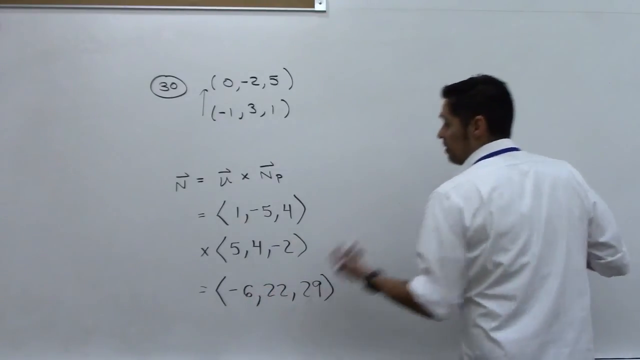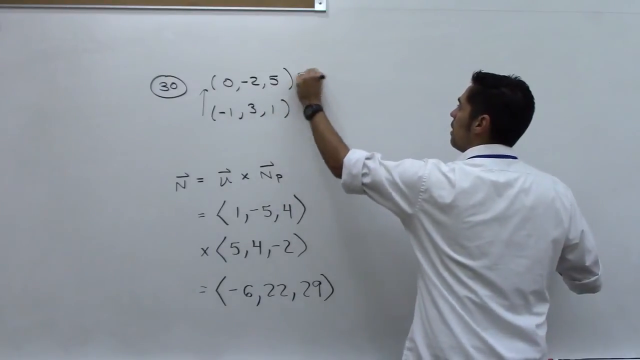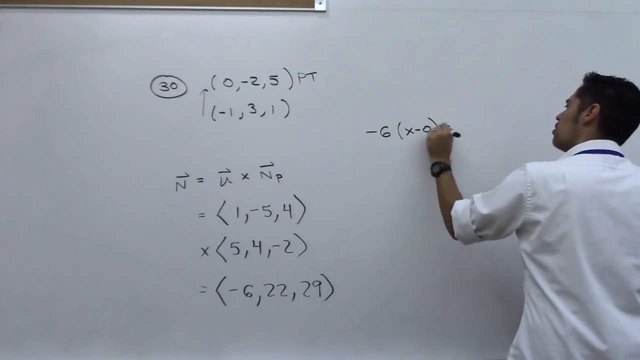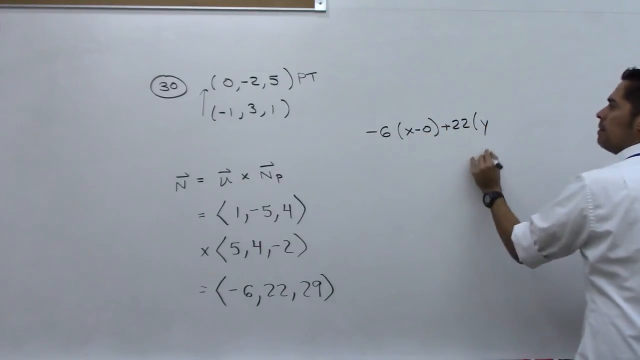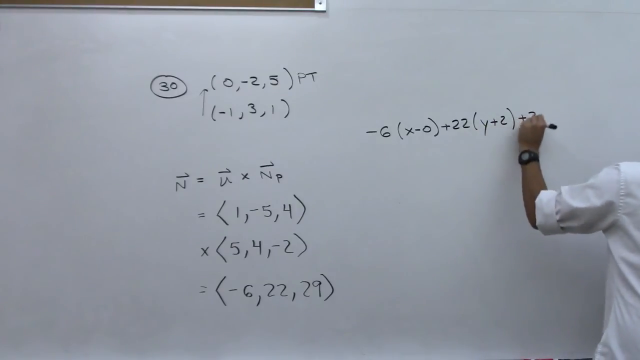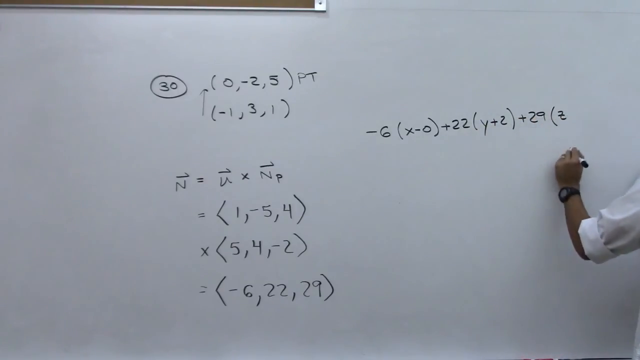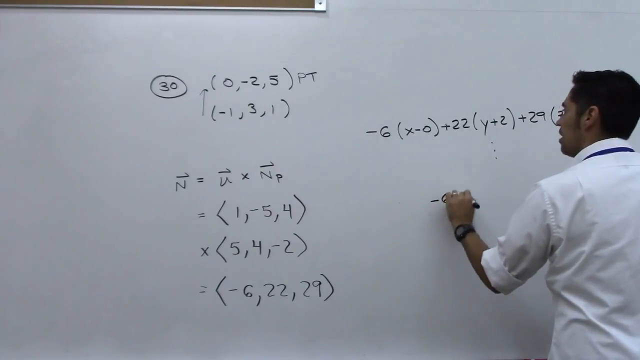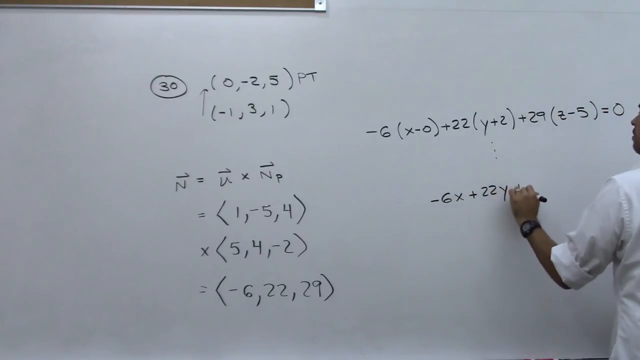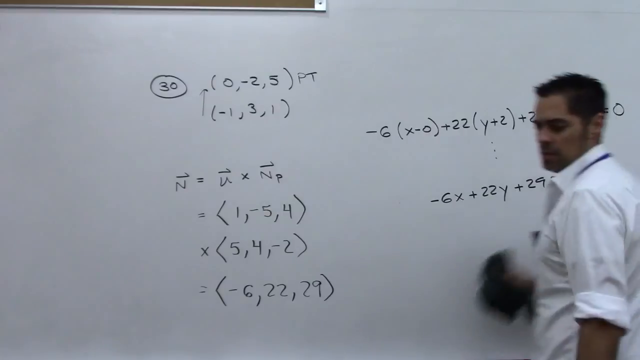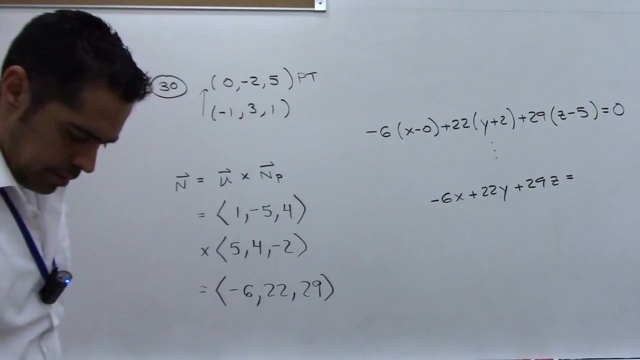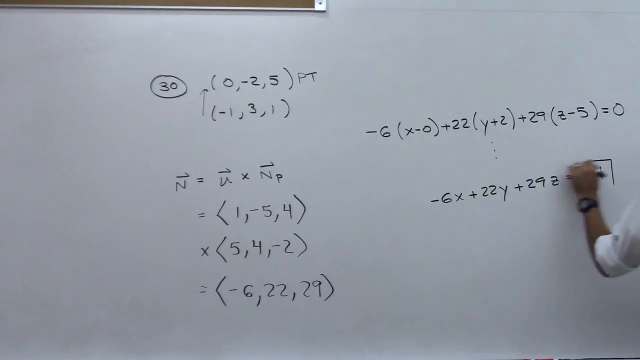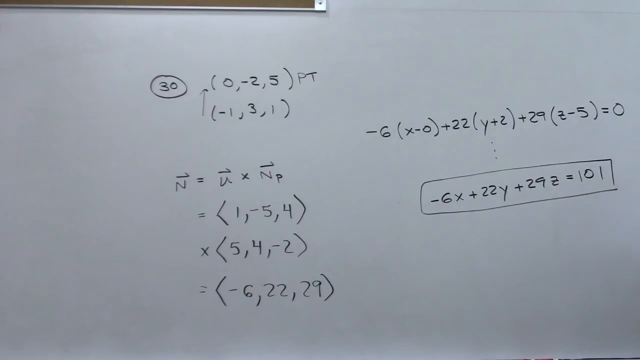So this is my ABC of the plane I'm looking for. I'll use this one as my point. So I have -6 times (x minus 0), plus 22 times (y plus 2), and then plus 29 times (z minus 5) equals 0. And if you simplify this down, you get -6x plus 22y plus 29z equals, I'm going to cheat here, 101. There it is. That's the equation of the plane.